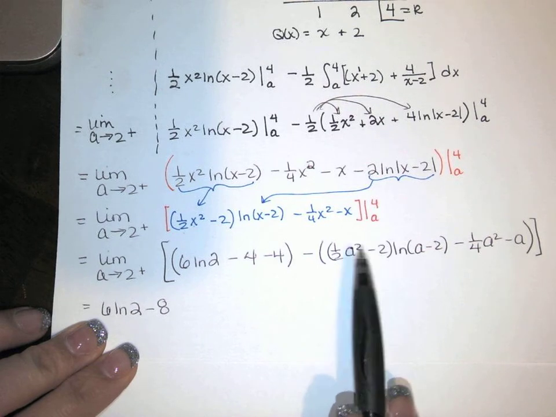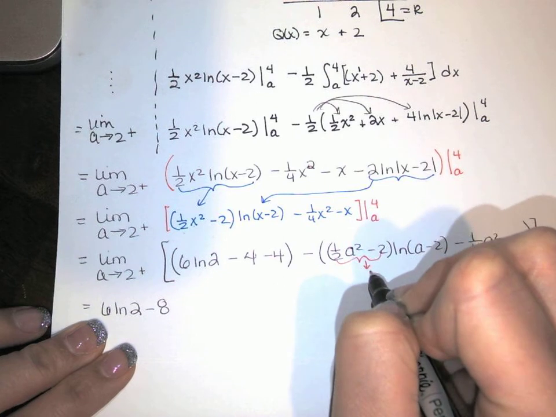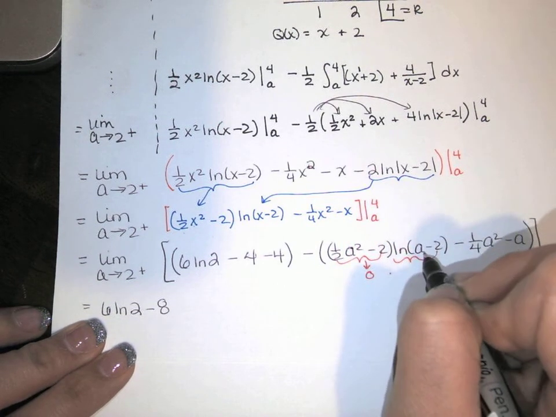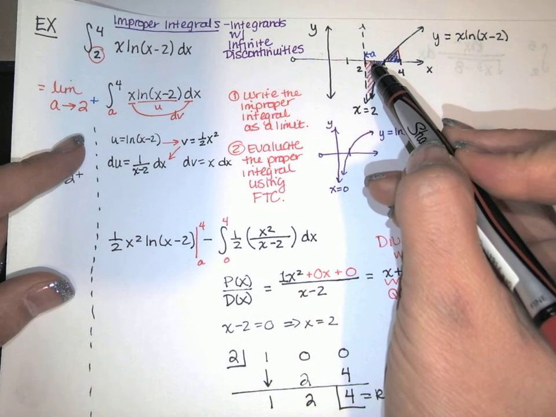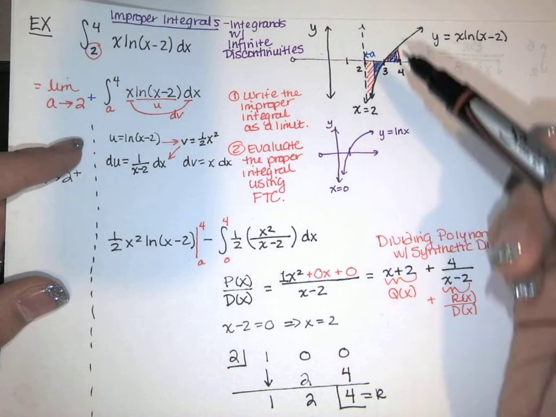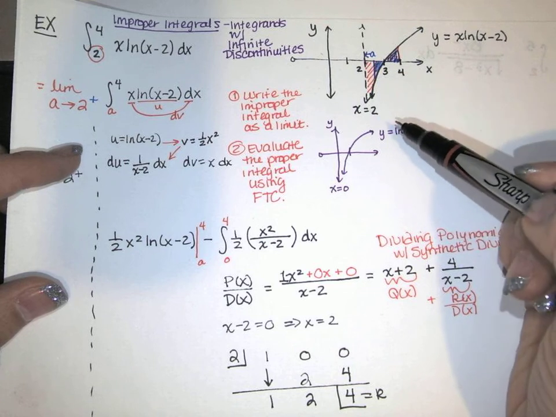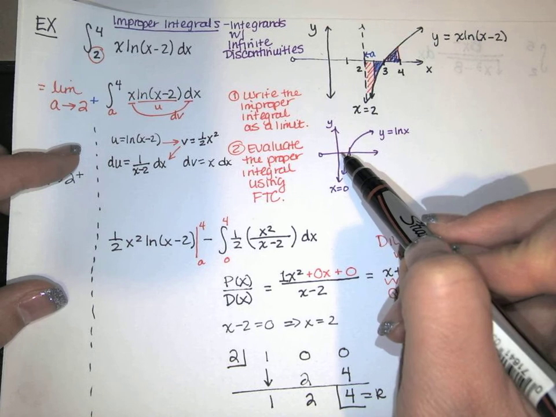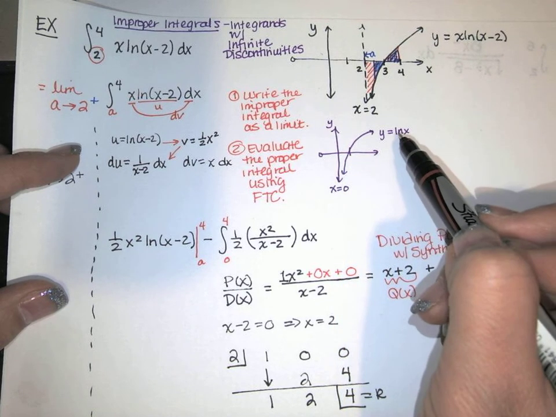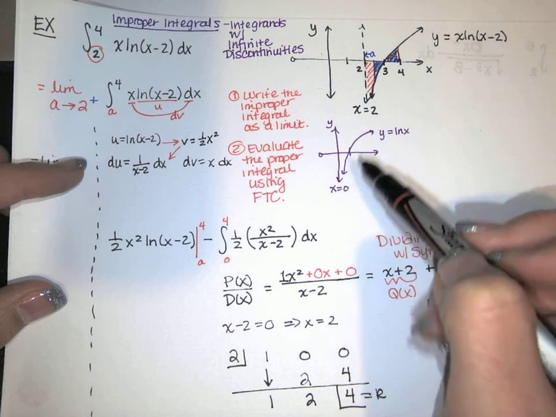1/2 of 4 is 2, so we're going to have 2 minus 2, which is 0. So this guy is approaching 0. And as a approaches 2 from the right, remember our picture, so we're approaching 2 from the right, that log is a large negative number. The limit of natural log of something, as that something approaches 0 from the positive side: when I'm taking the log of a really tiny positive number, the y values go to negative infinity.